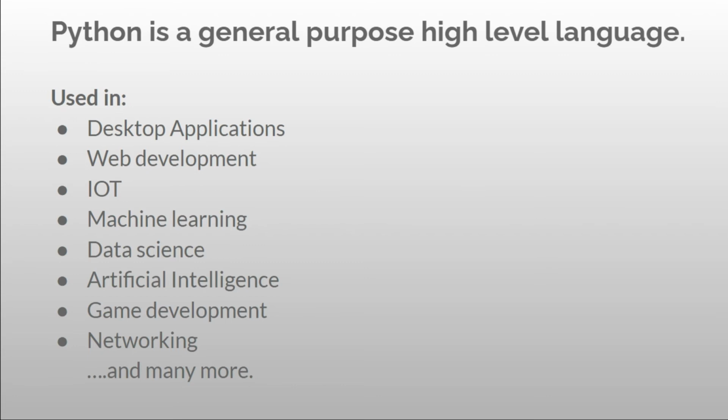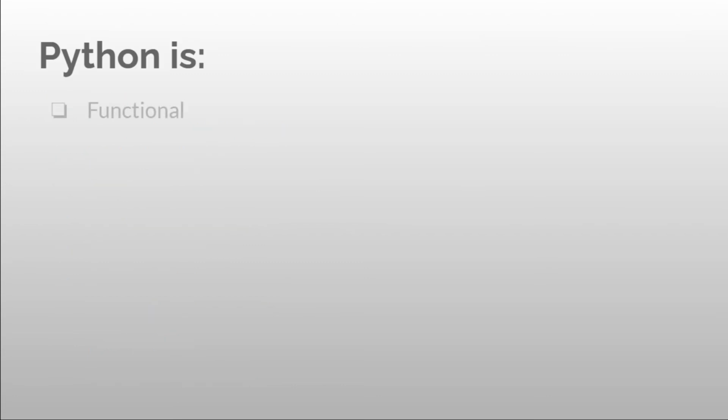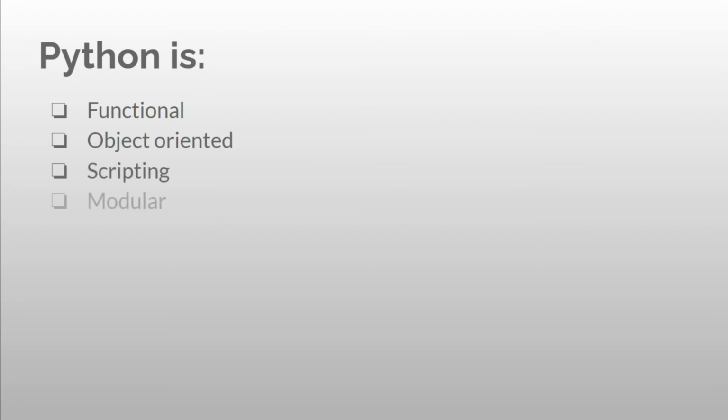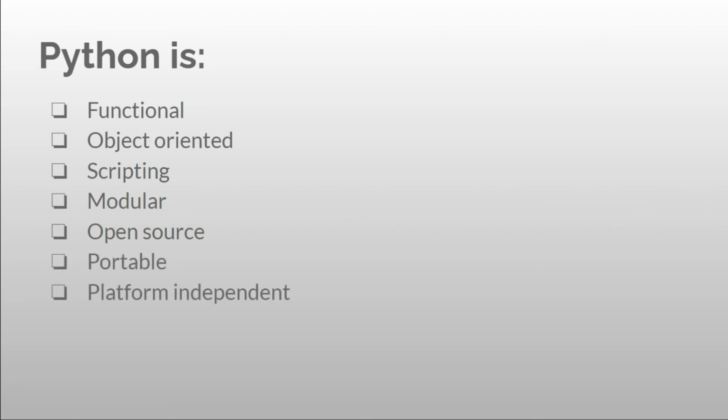Python has the features of all the languages, like it is a functional language, it is an object-oriented language, it is a scripting language, it is a modular language. Also, it is open source, portable, and platform independent. We will see all these terms as we go through this course.